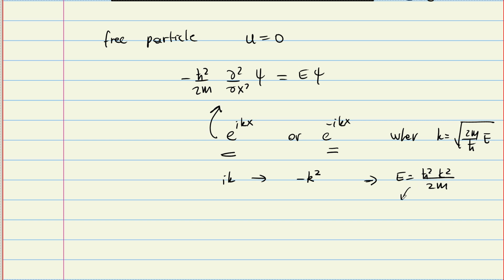And from here, I also see the de Broglie relation, right? p is equal to h bar k, because this is p squared over 2m. And what was de Broglie? De Broglie was h over lambda, right? I think this is correct. There's a 2 pi, you can multiply and divide by 2 pi, and 2 pi over lambda is going to be k.